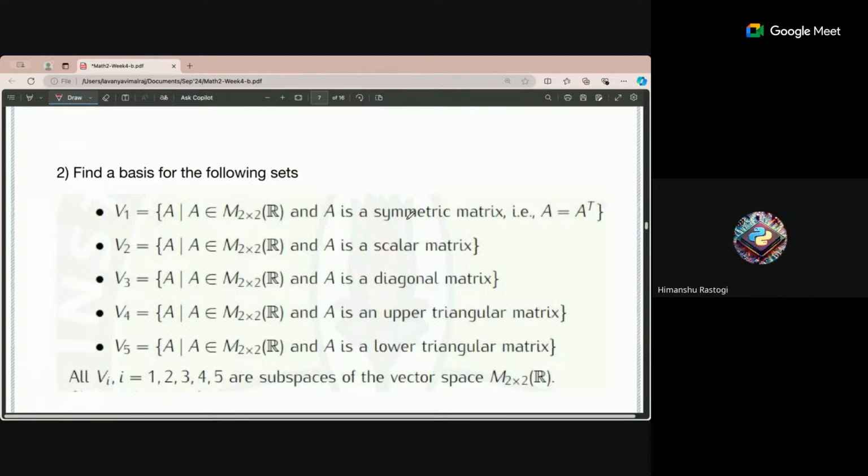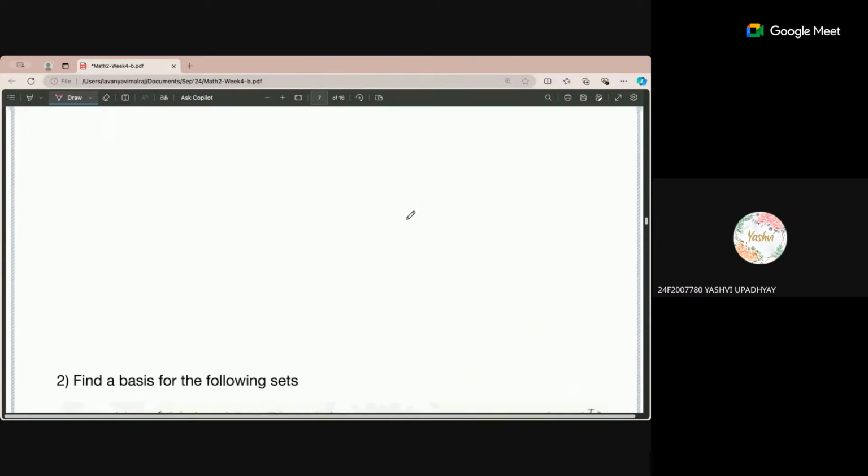Subspace of what? Subspace of M2 by 2 of R? Yes, it is, because the determinant is 0, then it will be linearly dependent, and we want a linearly independent set of columns. See, understand my question.